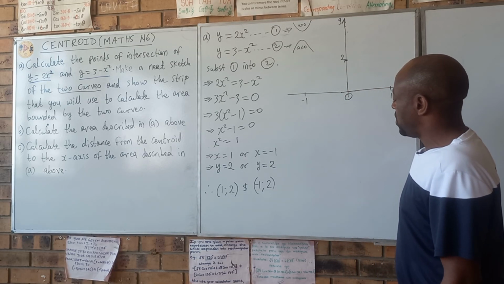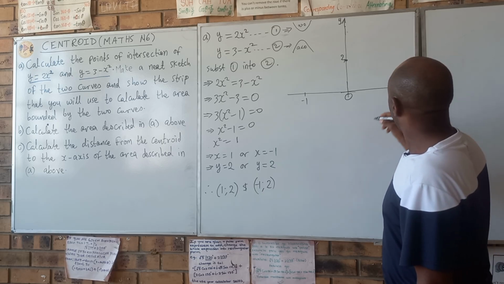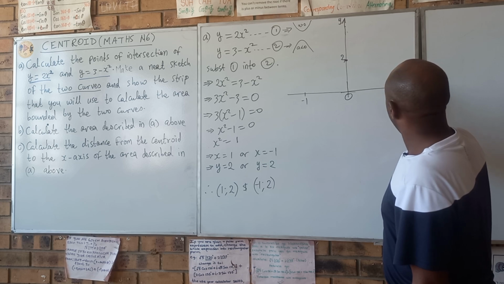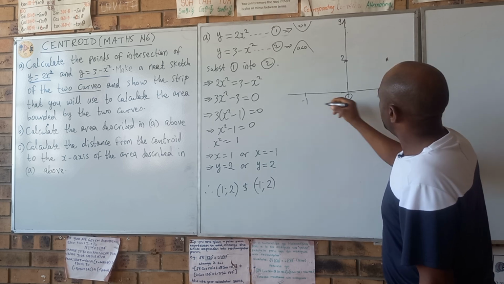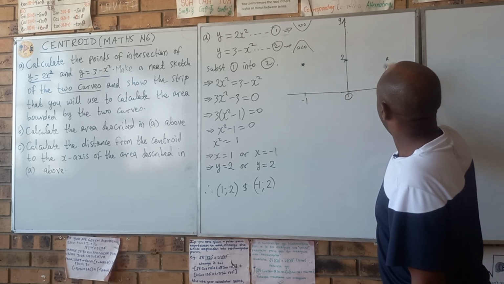So both graphs are supposed to pass through the points of intersection. So my points of intersection are (1, 2), this one, and (-1, 2). So those are my points of intersection. So I get (-1, 2) and (1, 2).